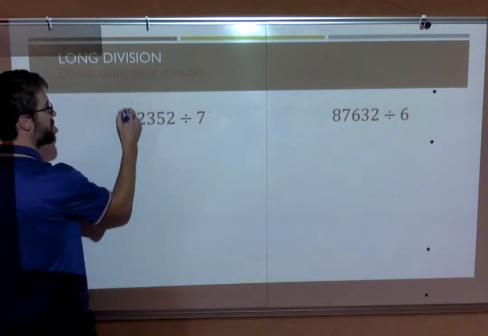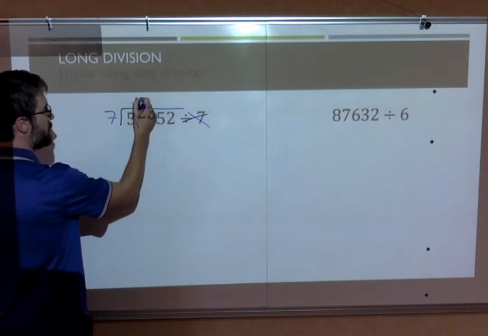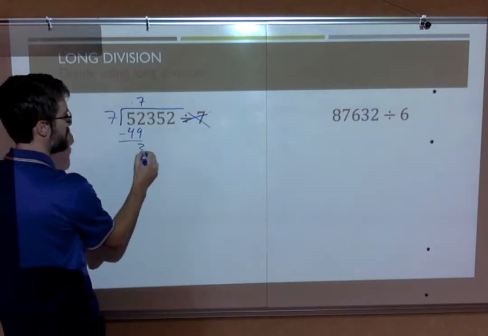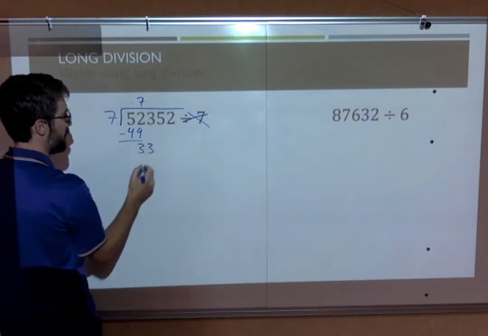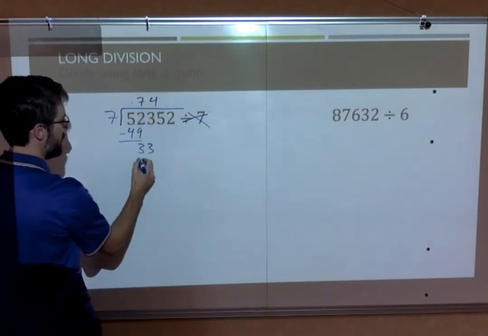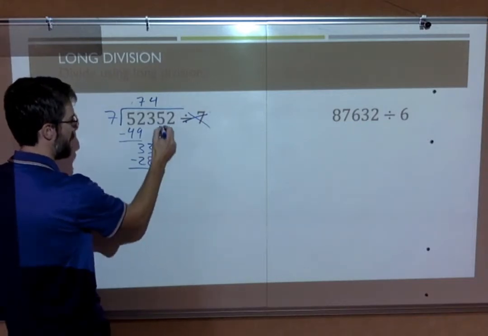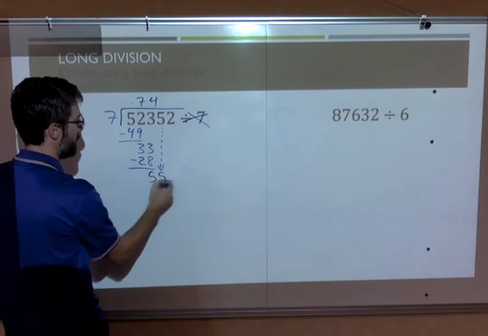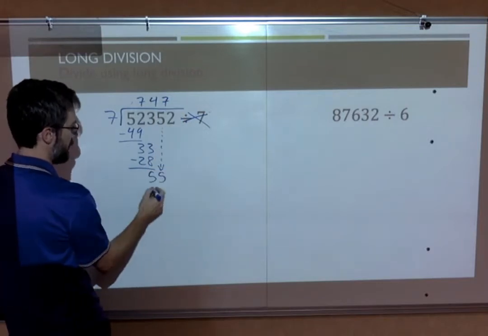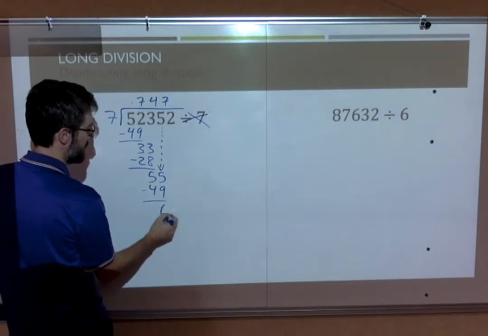Okay, I'm just going to go like this to save a little ink. So 7 goes into 52 7 times. 7 times 7 is 49. Subtract that, it is 3. Bring down the 3. 7 goes into 33 4 times. 4 times 7 is 28. Subtract. 33 minus 28 is 5. Bring down the next 5. 7 goes into 55 7 times. 7 times 7 is 49. We're subtracting. 55 minus 49 is 6.